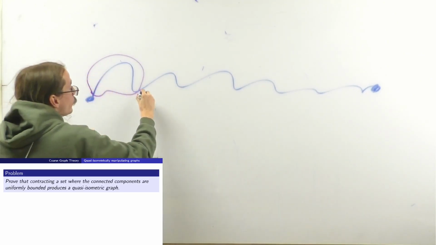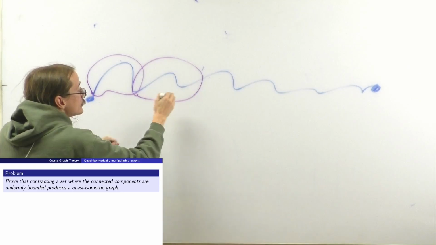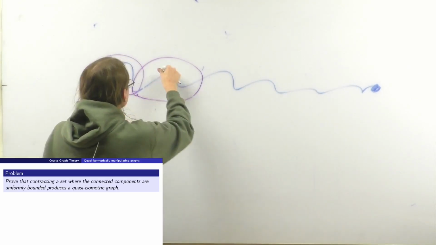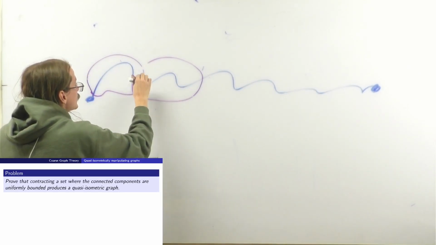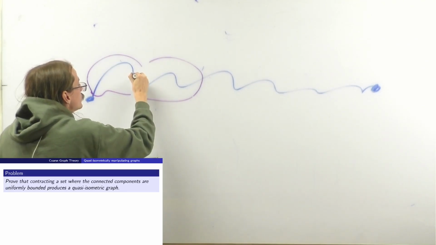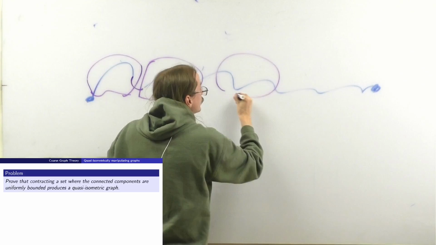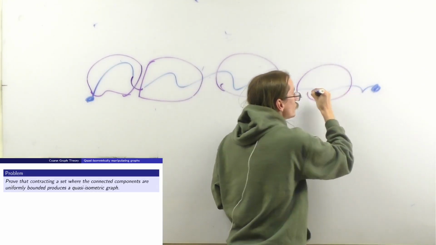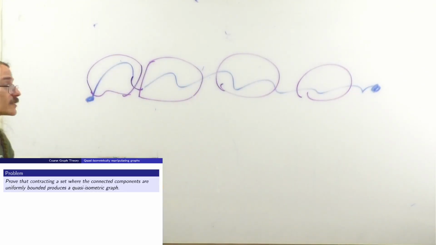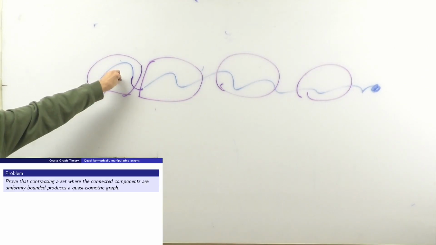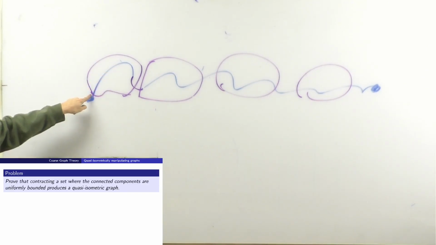That contracts to a point. That might contract to a point. These have to be disconnected, otherwise they're the same connected component, right? So that contracts, that contracts, that contracts, that contracts. Each of these contracts to a point. They're shrinking from this point to this point.